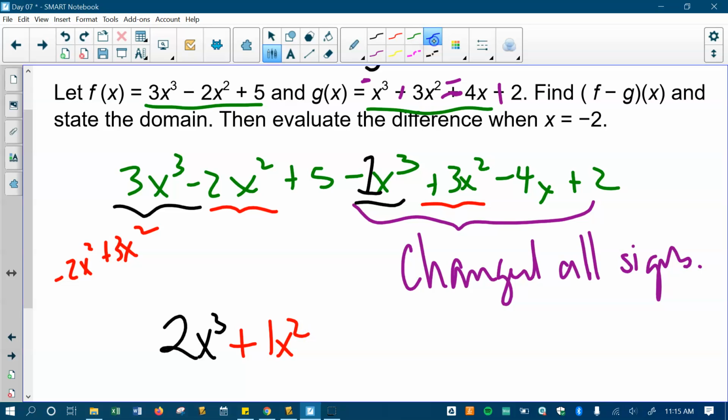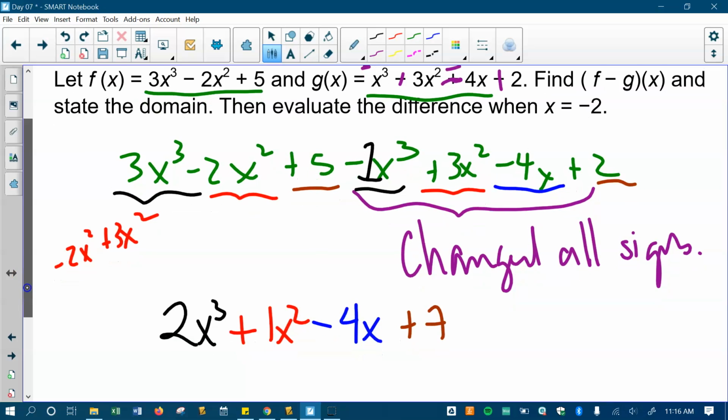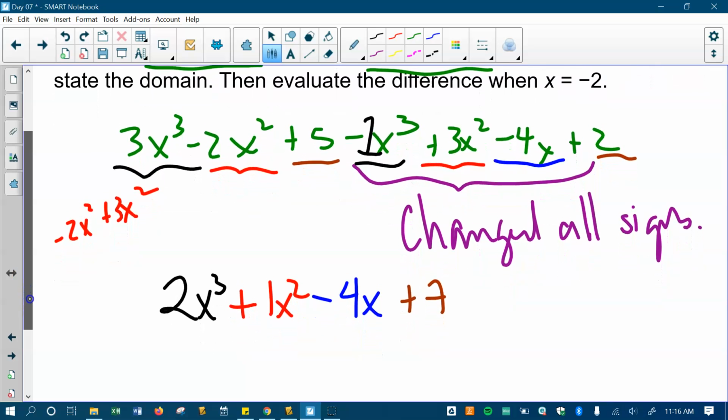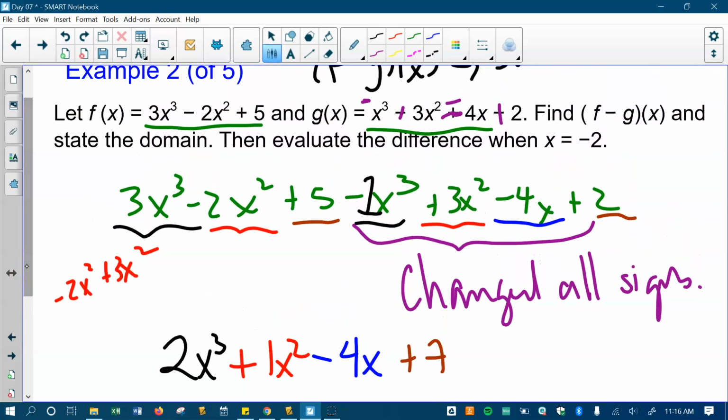Let's go ahead and do x's. Negative 4x. No other x's by themselves, so it's just a minus 4x. And then a 2 and a 5. It's going to be a positive 7. That's my answer. So that's going to be f minus g. Now, again, we're not doing the domain yet. So no domain just yet. We'll hold off on that part.